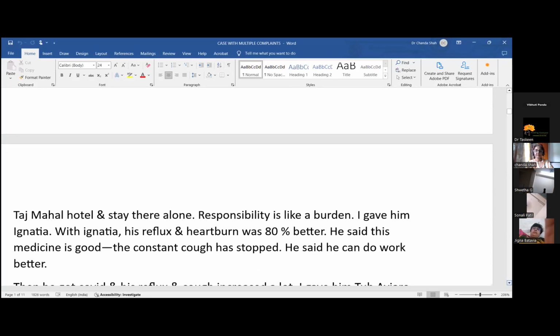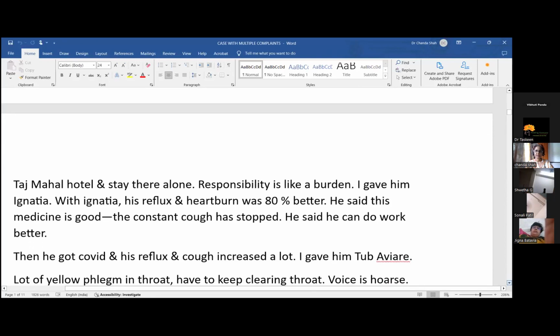So then with Ignatia, his reflux and heartburn were 80% better. Then he told me this medicine was good. That constant cough has stopped. He said he can do work better. Then he got COVID and his reflux and cough increased a lot. So then that time I gave him Tuberculinum avis.